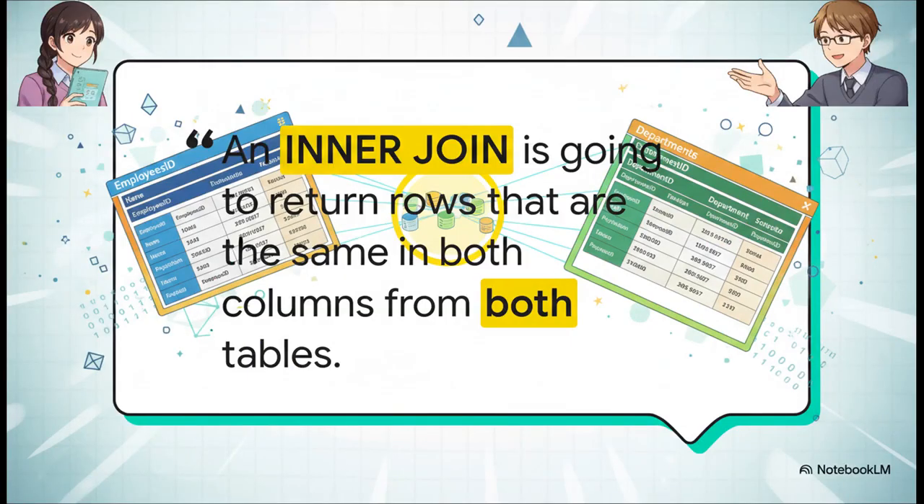What we do is use a command called a join. And what this does is it tells the database, hey, look at both of these tables. Find every single row where the employee ID is the same, and then just stitch them together. It's like matching up puzzle pieces.